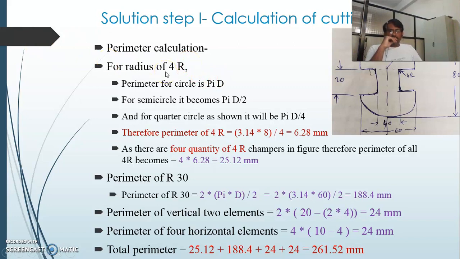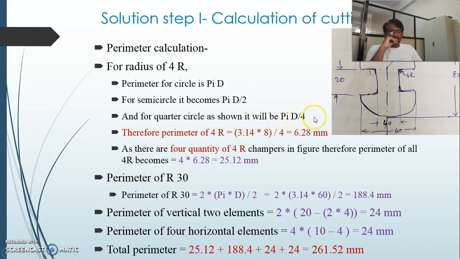Now we have to calculate the perimeter of this component first of all, and we require to calculate the perimeter simultaneously for all the elements. So the first element is the 4R chamfer or the quarter circle. We know the perimeter of a circle is pi d. If we consider a semicircle, then its perimeter becomes pi d by 2. Here only a quarter of the circle is present, and for that the perimeter becomes pi d by 4.